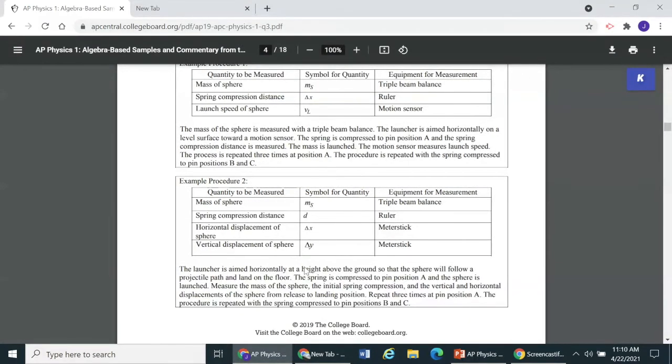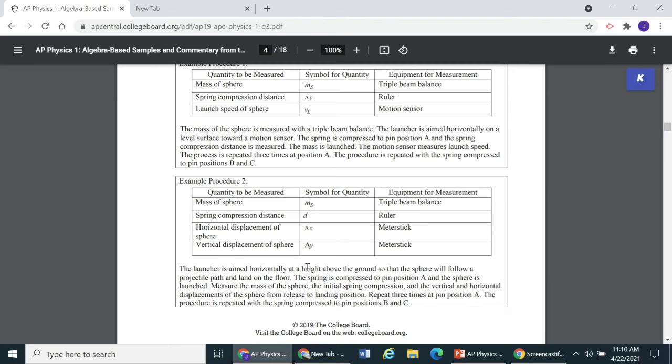For example, procedure 2: the launcher is aimed horizontally at a height above the ground so that the sphere will follow a projectile path and land on the floor. The spring is compressed to pin position A and the sphere is launched. Measure the mass of the sphere, the initial spring compression, and the vertical and horizontal displacements of the sphere from release to landing position. Repeat 3 times at pin position A. The procedure is repeated with the spring compressed to positions B and C.